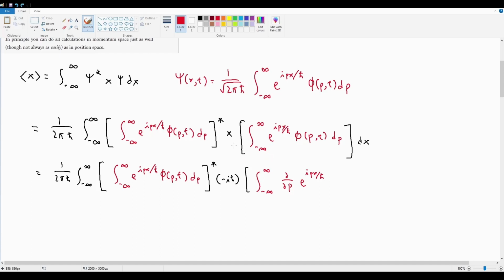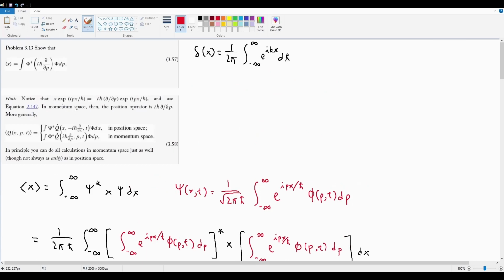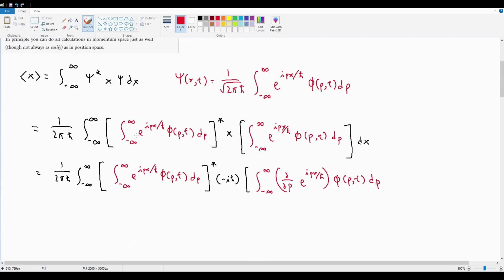So because of that, the x is attached to the e, so that means this derivative is purely for e. It is not for the entire inner term. And then we have phi of p comma t on the outside like that. Do not operate the d by dp on the entire inner term, because in order to convert x into its momentum equivalent, it has to be attached to the exp term. So we're going to close that.